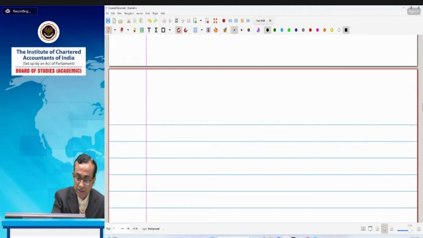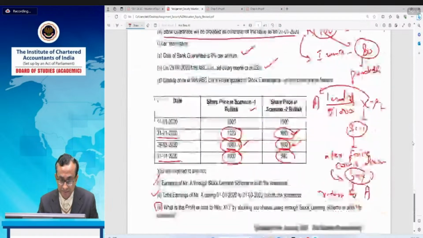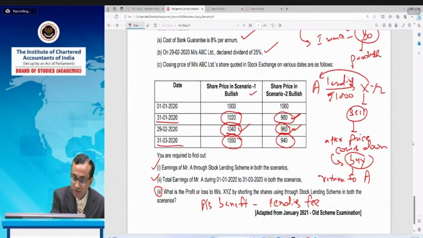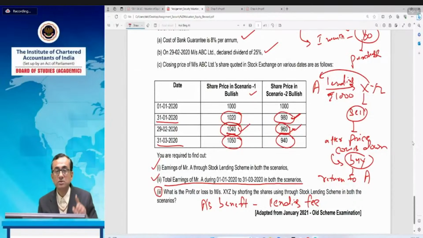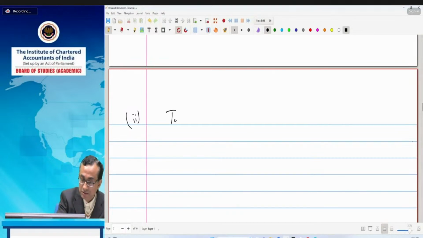Now come to the second point in the question. What is the second point asking? It is asking for the total earnings of Mr. A during 1/1/2000 to 31/3/2000. Total earning means not only the lending fee but also the dividend. So let us calculate it.